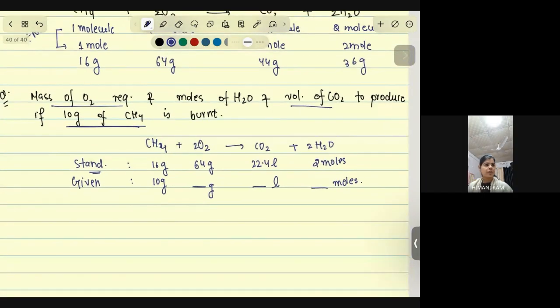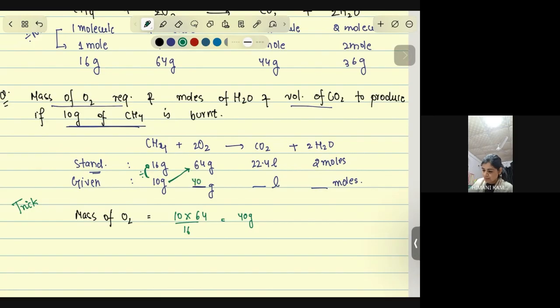Okay. So now we have to find the mass of oxygen required. For that, first multiply the given with the standard. Multiply 10 by 64 and then divide by 16. The answer will be 40 gram. So this is the trick. Just write first the standard, then the given, then multiply the given with the standard and divide by the standard. Then we will get the answer.